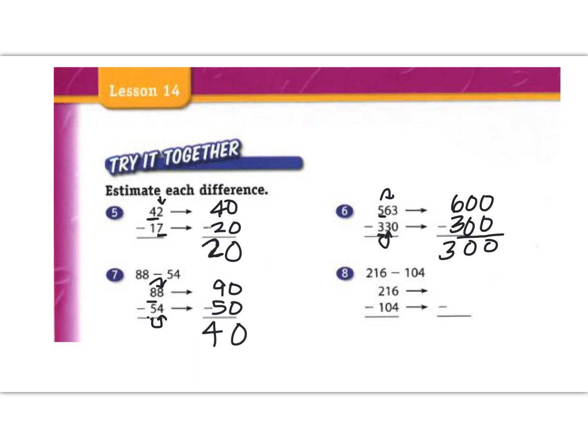Last one on this page, we have 216 minus 104. We're going to round to the nearest 100, so that 1 rounds it down to the nearest 100, which is 200. And here's a 0, so that will also round it down to the nearest 100, which is 100. And then we'll subtract. Our estimate is 100.